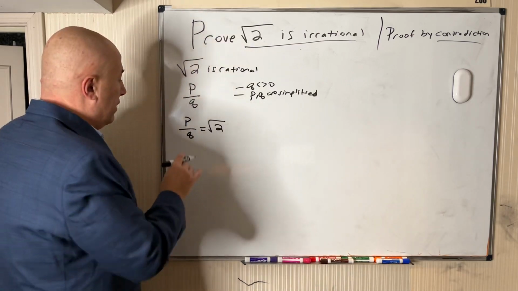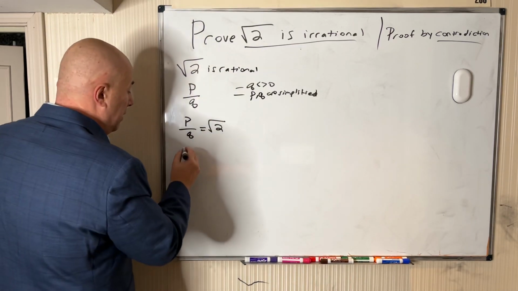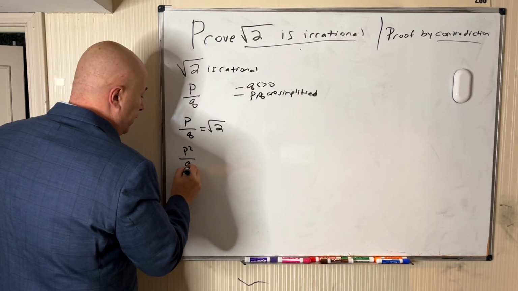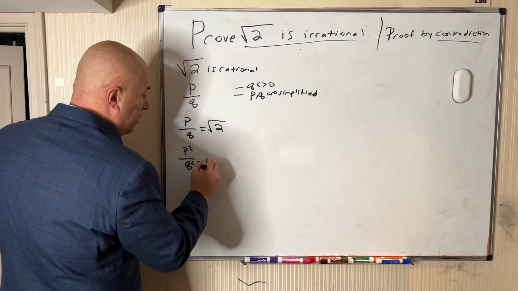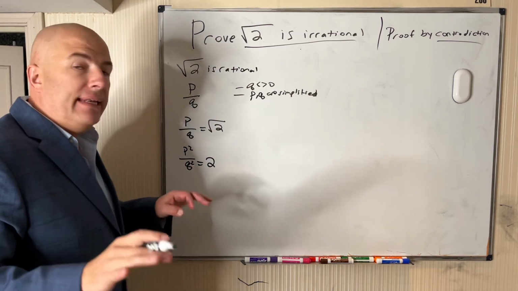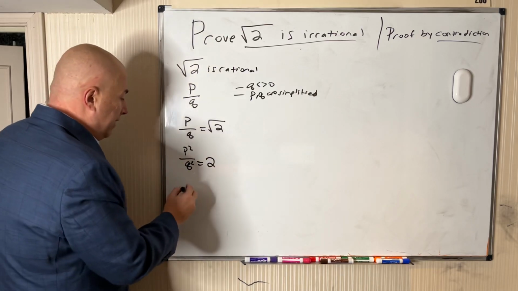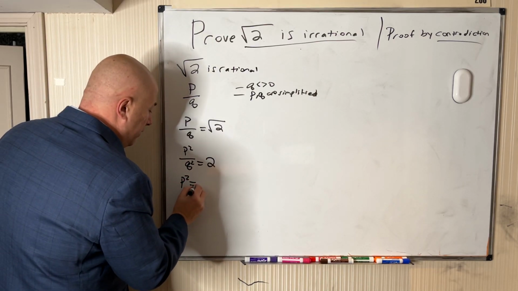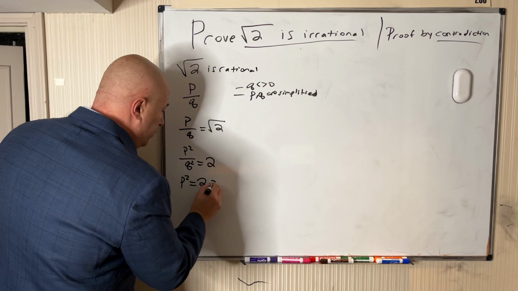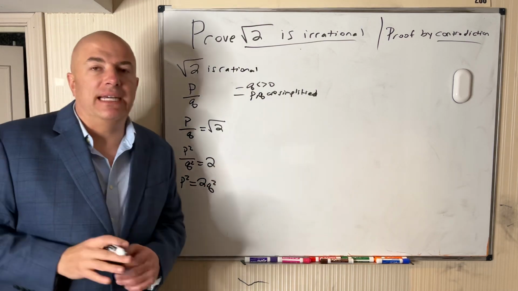Let's get rid of the radical by squaring both sides. So we've got P squared over Q squared equals, the radical goes away, we've got 2. Next step, we cross multiply. We've got P squared equals 2Q squared. Now here's a good stopping point for you.